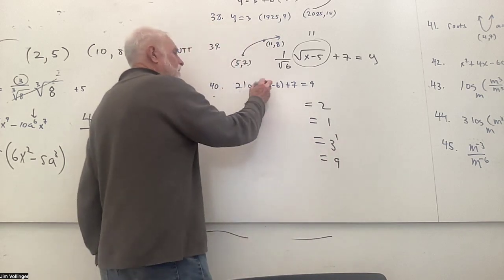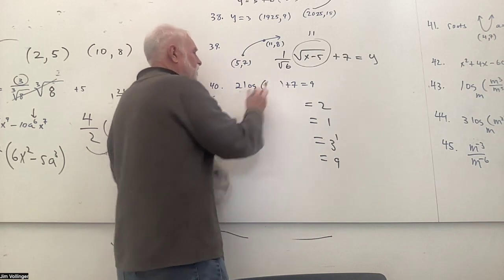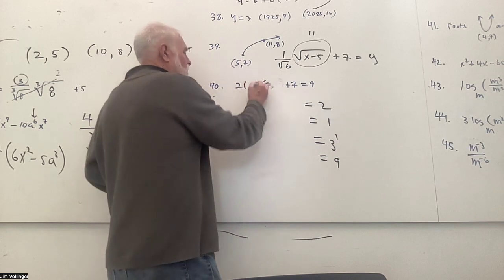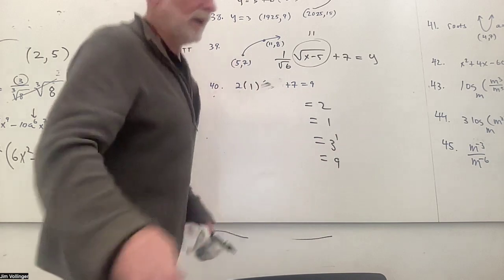Let's check it. 9 minus 6 is 3. What's the exponent you put on top of a 3 to get a 3? That's a 1. What's 2 times 1? 2 plus 7. Bingo.